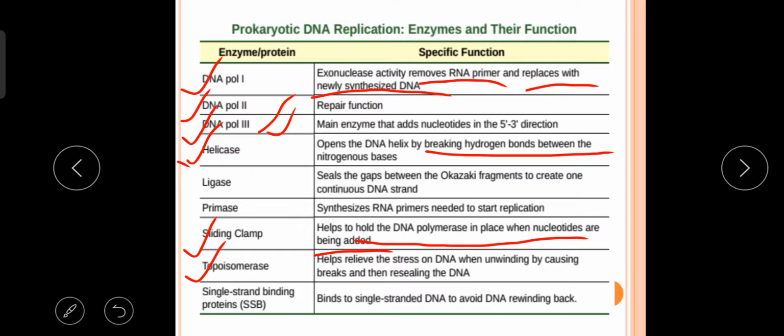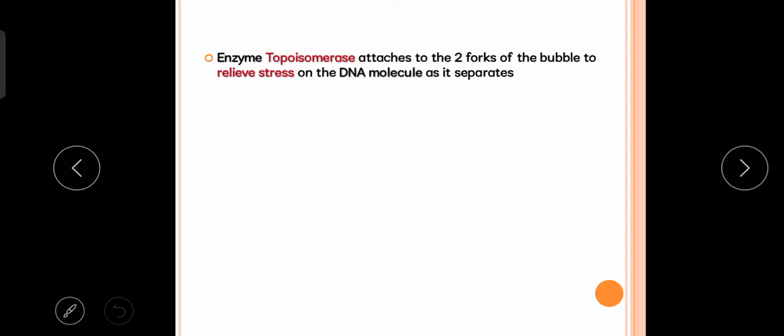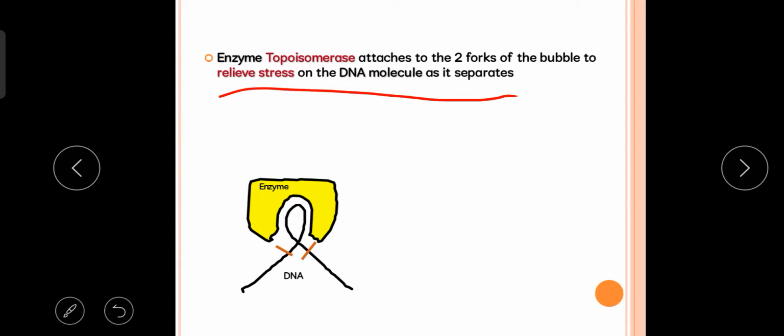It unwinds, breaks, and then reseals the DNA. I will tell you the function of topoisomerase in the next slide. The enzyme topoisomerase attaches to the two forks of the bubble to relieve stress on the DNA molecule as it separates. So this is the structure. Here, the yellow color is the enzyme. This enzyme binds to this part.